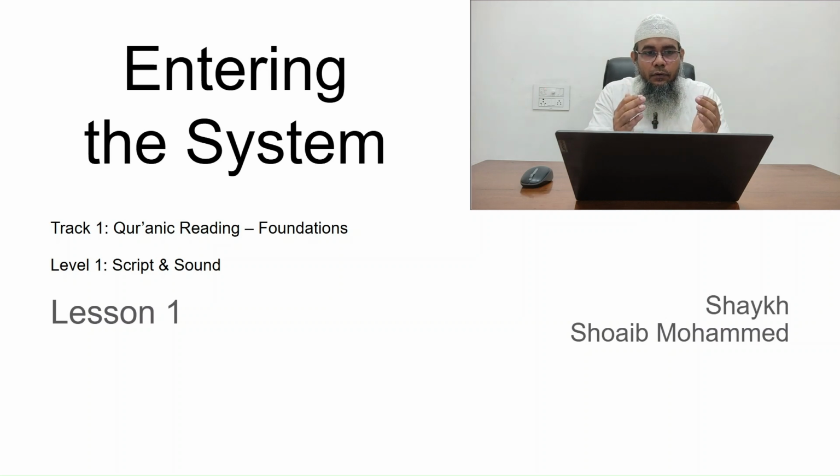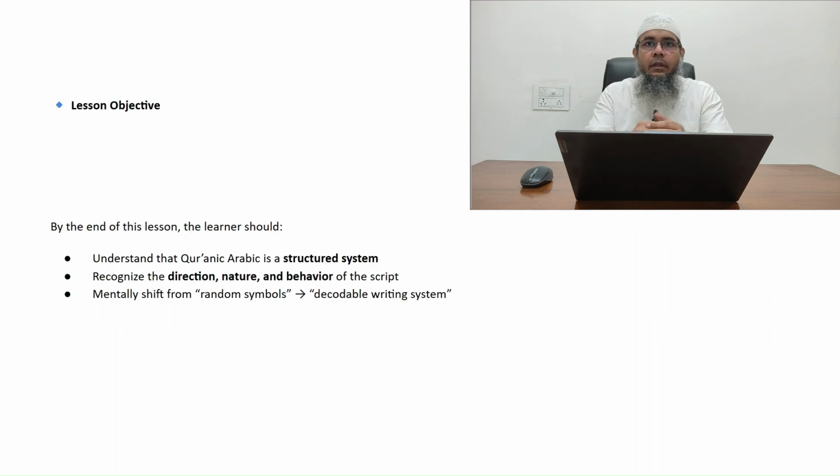This is Track 1, Quranic Reading Foundations, Level 1, Script and Sound, Lesson 1, Entering the System. Lesson objective. By the end of this lesson, you should understand that Quranic Arabic is a structured system, recognize the direction, nature and behavior of the script, and mentally shift from random symbols to a decodable writing system.